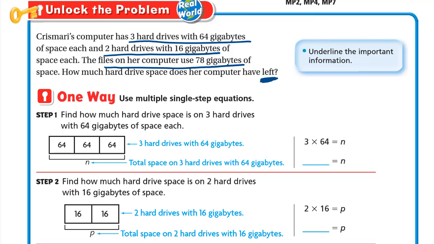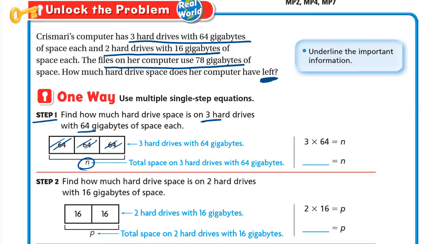Okay, so step number 1, we'll find how much hard drive space is on 3 hard drives with 64 gigabytes of space each. So these are 64 gigabytes hard drives. We have 3 of them. We can call the total space n. We'll give it a name n. So 3 hard drives each is 64 gigabytes. It means 3 times 64 to know the total in the 3 hard drives.